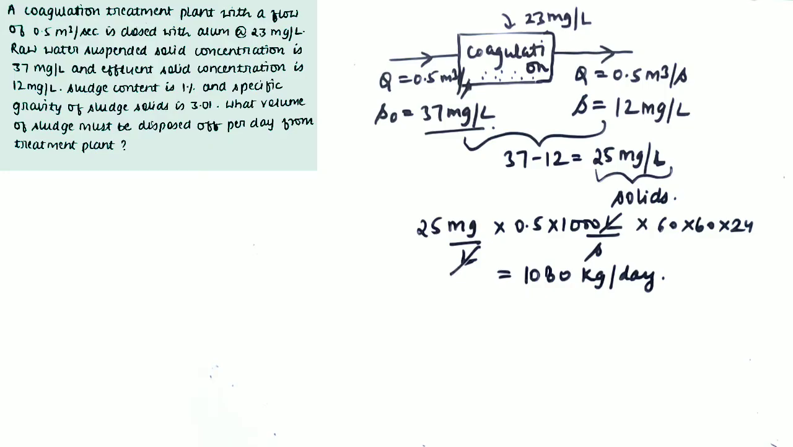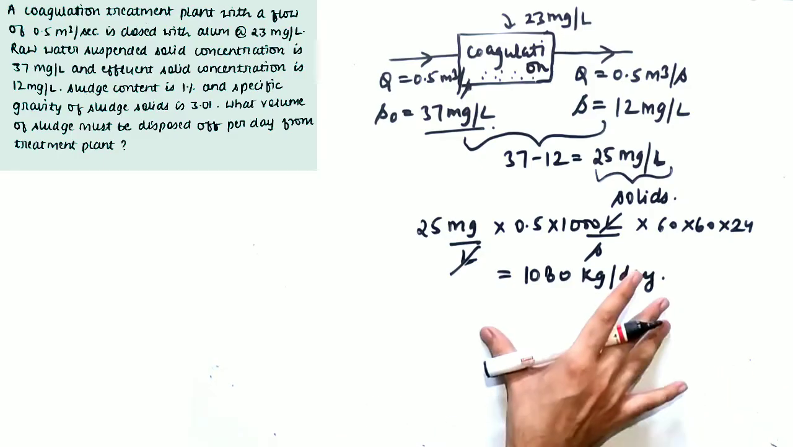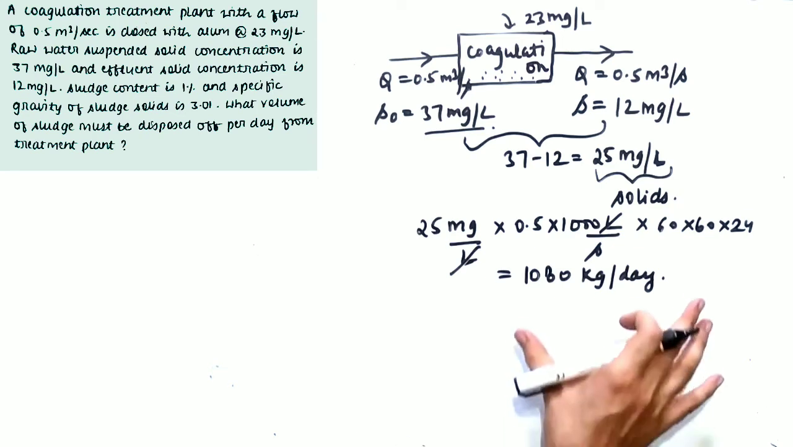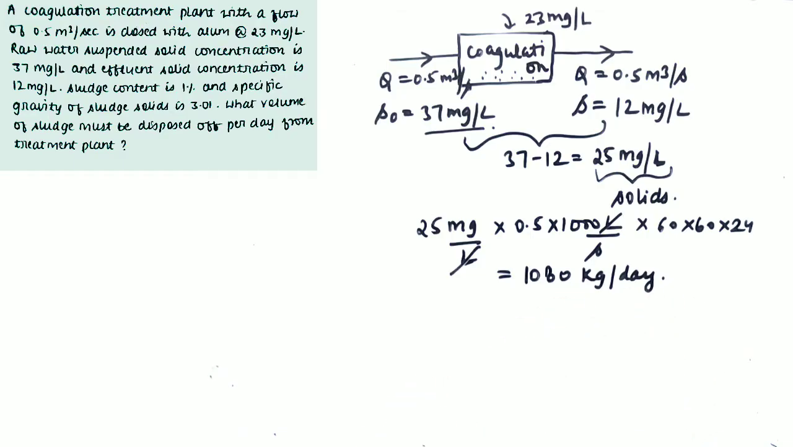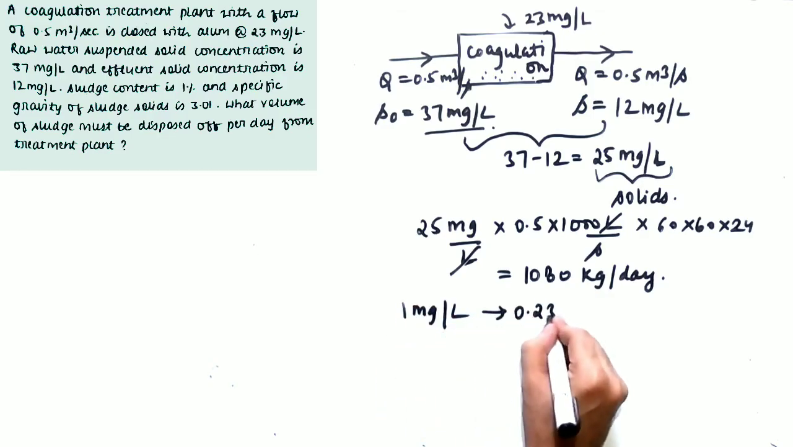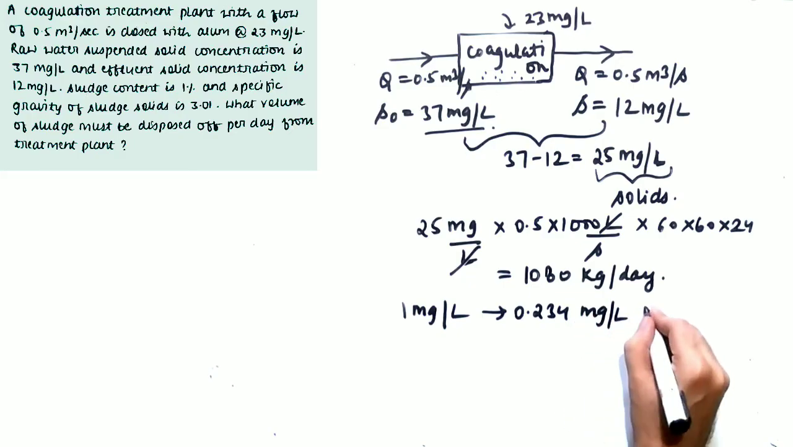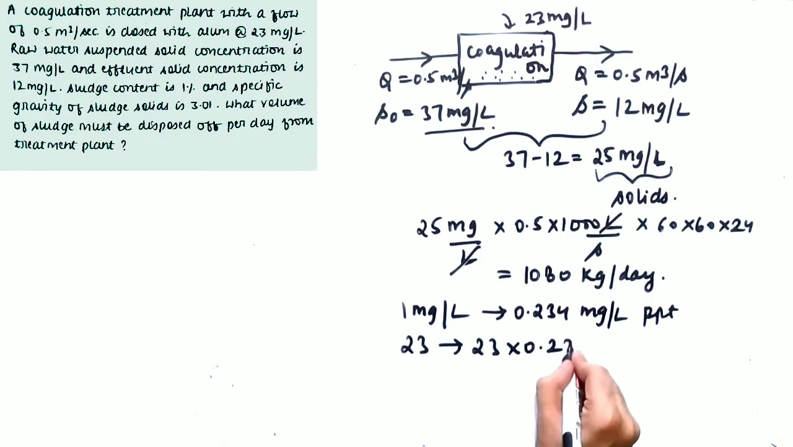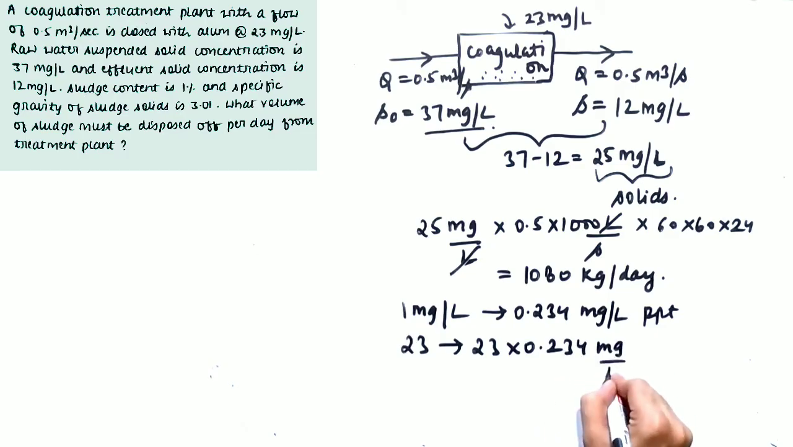But I told you that alum also gives some amount of precipitate as Al(OH)3. This will come out of the alum itself. That is already present in the water, but the precipitate comes after the alum reaction. So this will also be added to the solids. So how much precipitate will be generated? I told you 1 milligram per liter of alum gives 0.234 milligram per liter of precipitate. So we are dosing 23 milligram per liter. So 23 milligram per liter will give 23 multiplied by 0.234 milligram per liter of precipitate.